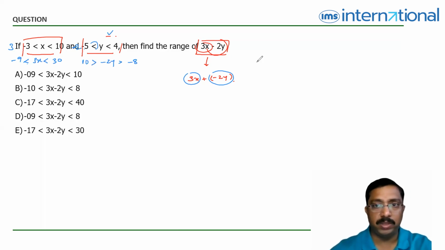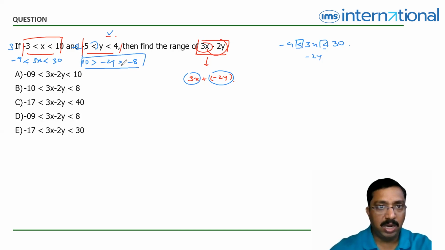Now, you know the limits for 3x: 3x lies between minus 9 and 30. 3x is greater than minus 9 and less than 30, so this is how the directions of the symbols are. But over here, in this limit, you see they are in the opposite direction. Let's reorder it. Minus 8 will be the lower limit of minus 2y, and the sign will become less than. And 10 on the other side will become the upper limit. So this is how you have to rearrange the values.